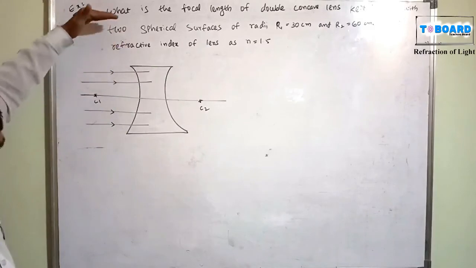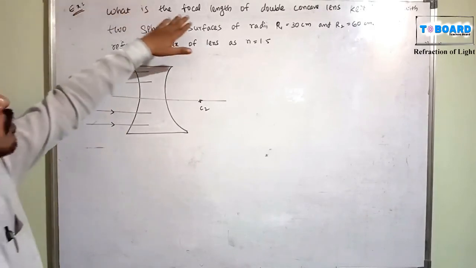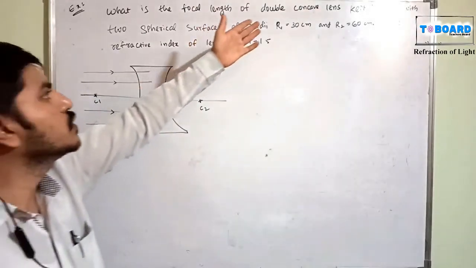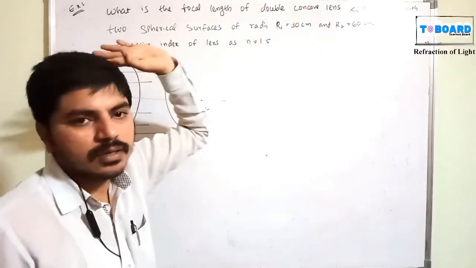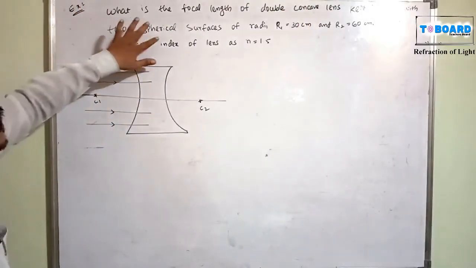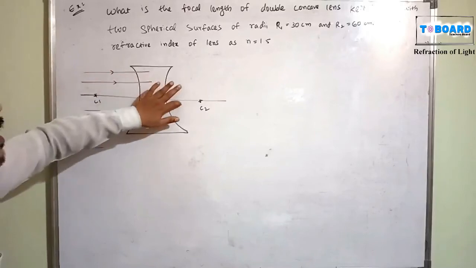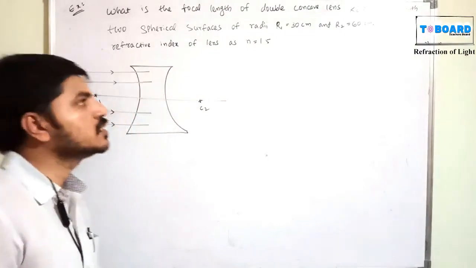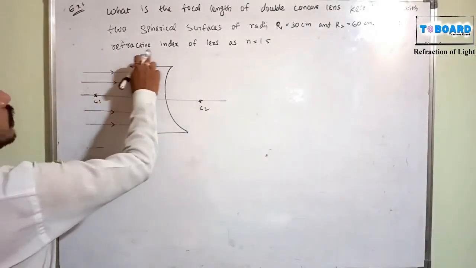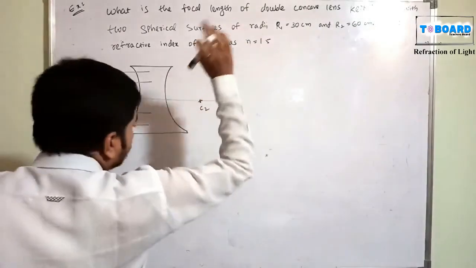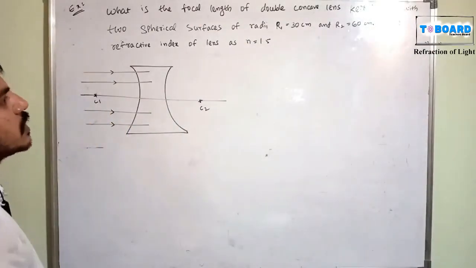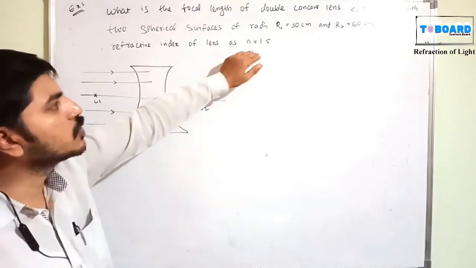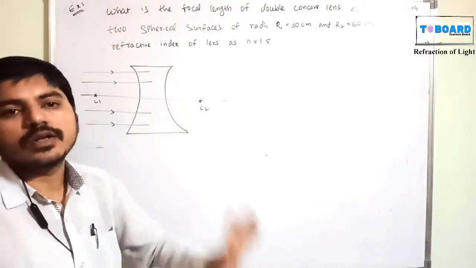In that example problem, what is the focal length of a double concave lens? They have given a concave lens, a double concave lens kept in air, with two spherical surfaces of radius r1 equals 30 centimeters and r2 equals 60 centimeters. Take the refractive index of the lens as n equals 1.5. The values of r1, r2 and n are given, and you find out the focal length f.